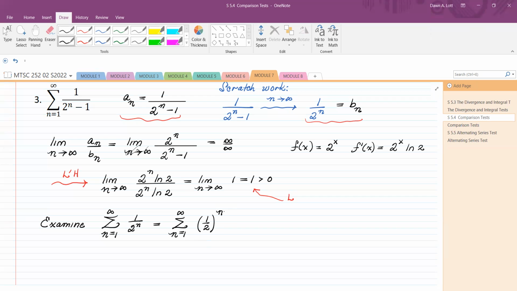Is it a p-series? No, it's not a p-series. I can't see you, but I can see your brain working. Geometric. It's a geometric series. I was going to say that. Okay, so this is a geometric series.